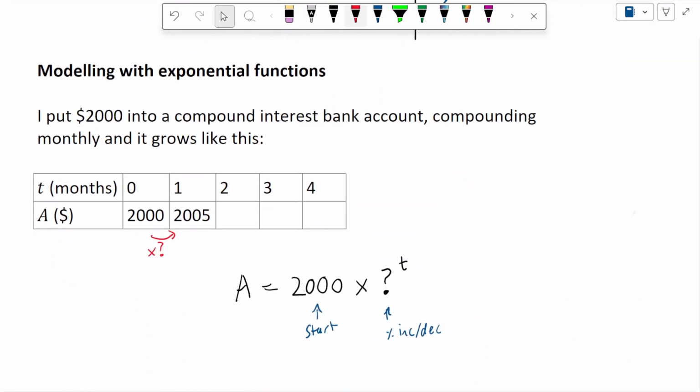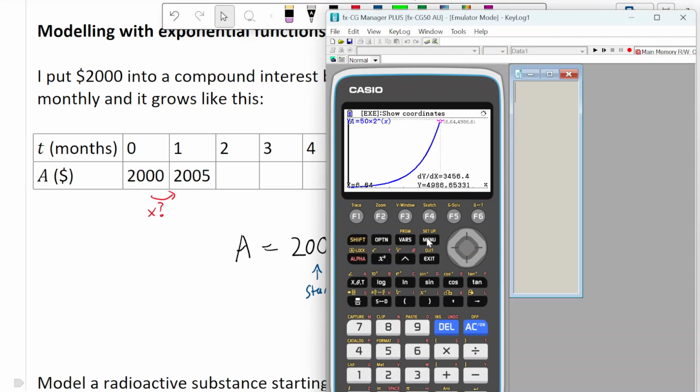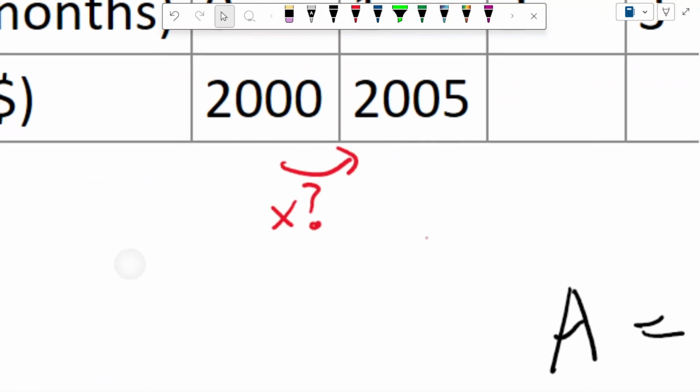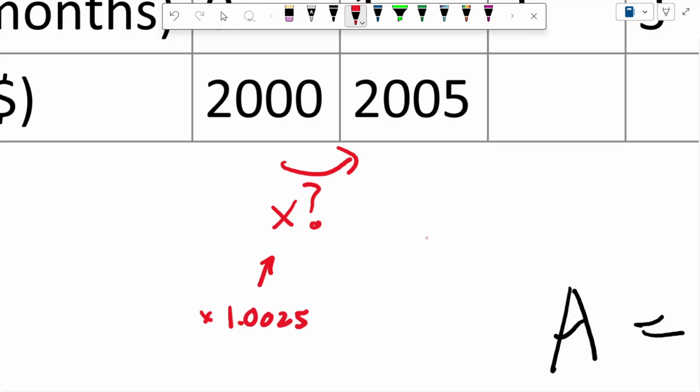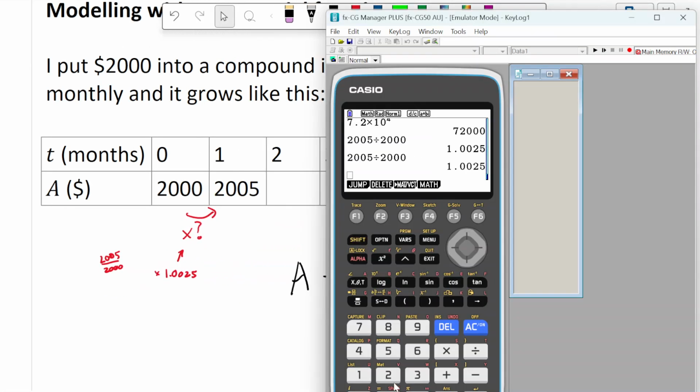Okay, so let's see if we can do that. Probably the easiest way is just to go 2005 divided by 2000 on your calculator. So it's 1.0025. And this would be 2005 divided by 2000. So we can actually fill out the rest of the table. If we go 2000 times that number, 1.0025, not plus, I get that.